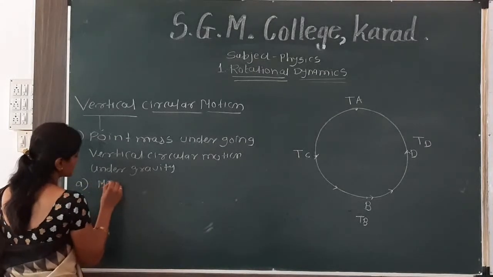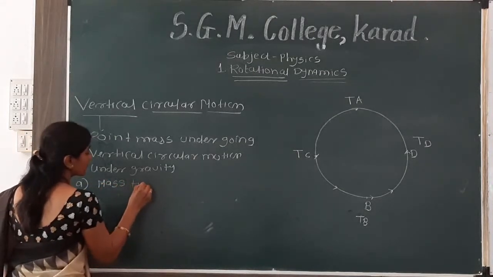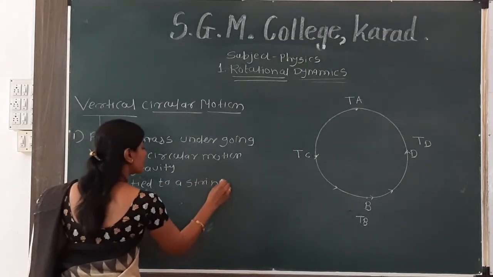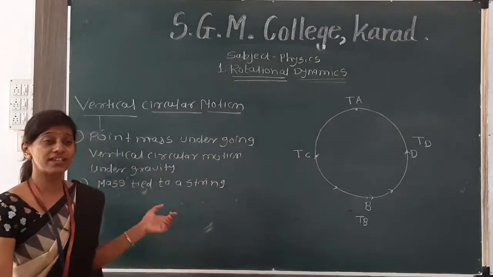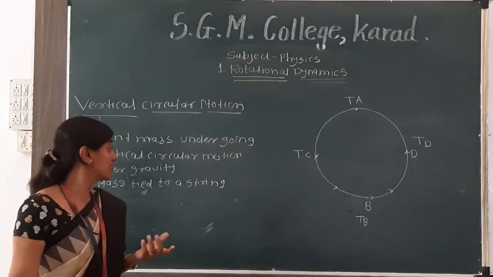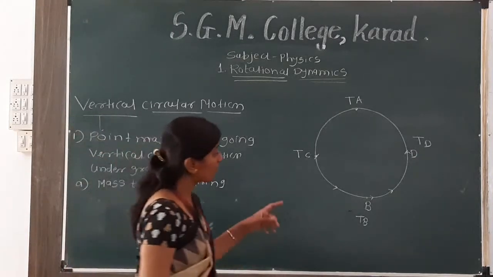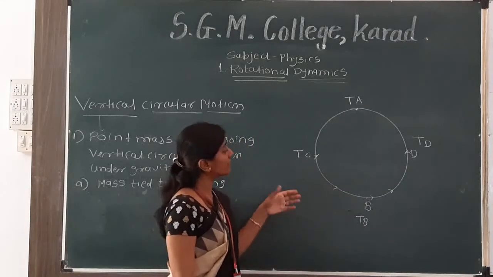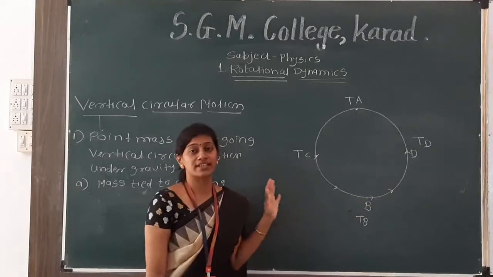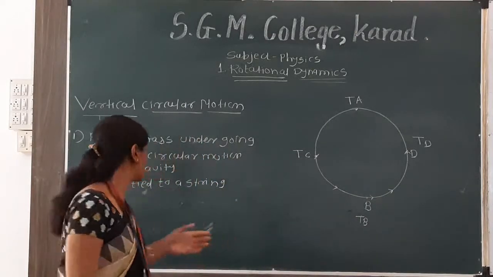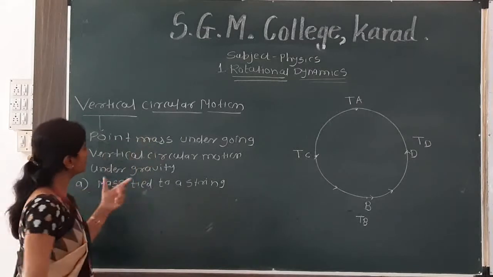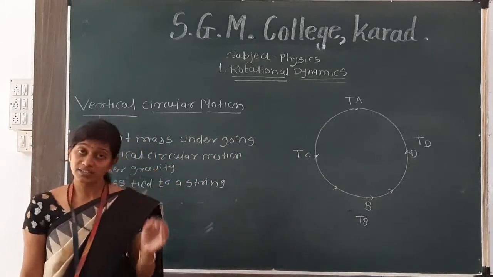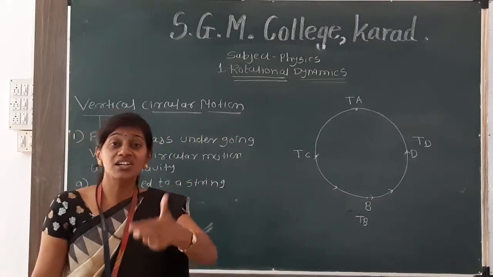Here, mass tied to a string. Just now we have started vertical circular motion. We learned the definition: a body revolves in a vertical circle such that its tension and velocity are different at different points, then such motion is called vertical circular motion. Our first type is the point mass undergoing vertical circular motion under gravity. That means this vertical circular motion is controlled by gravity.